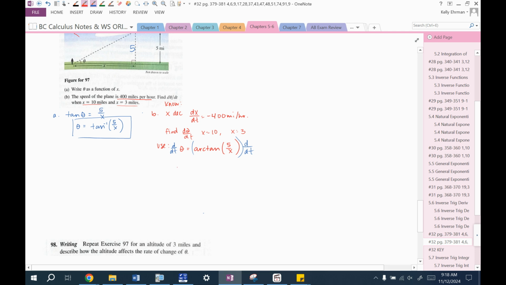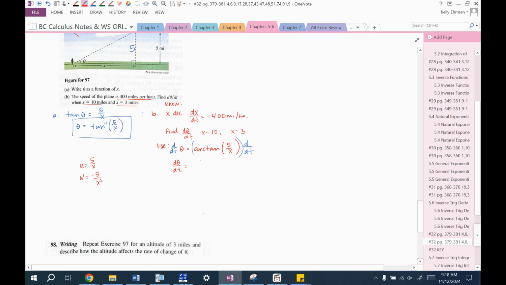All right, so this just becomes d theta dt, not exciting. What's the derivative of this arctangent function? So off to the side here, I'm going to say, okay, u is 5 over x. U prime would be negative 5 over x squared. Okay, and then because we're taking derivatives with respect to x, but we're supposed to be going with respect to t, we will chain rule after that.